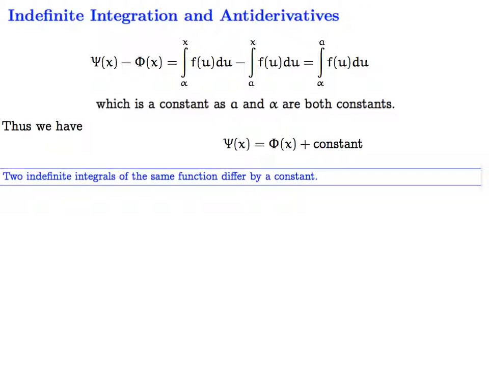So this idea is crucially important, okay? These two indefinite integrals, they're both indefinite integrals because you can just pick any number you want for alpha, for a, for your lower bound of integration. It doesn't matter. The key, though, is that they differ by a constant. They're only off by a little constant, some number. It's not some big function making them different. It's just some number.